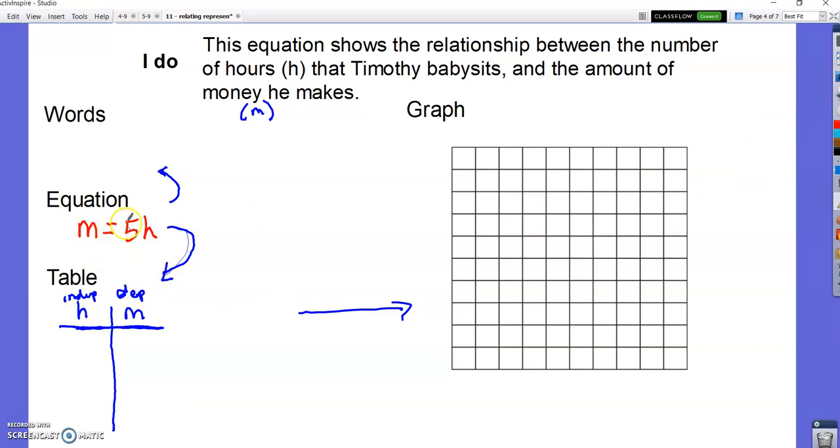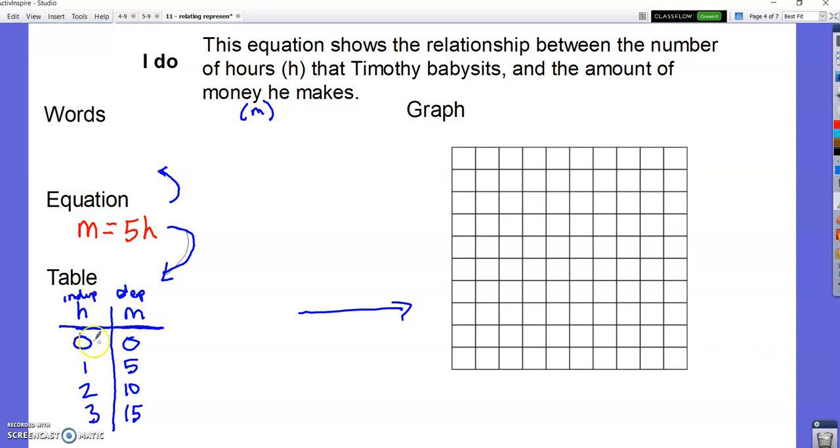So here we go. M equals 5 times H. I like to do 0 for my independent. I like to test it out. You may forget that, and it's okay if you do, but I like to do it. So if he works 0 hours, 5 times 0 hours would be 0 money. Makes sense. If he works 1 hour, 5 times 1 hour is $5. If he babysits 2 hours, 5 times 2 hours is $10. If he works 3 hours, 5 times 3 hours is $15. And that's enough. 3-4 entries is usually enough. I am ready to turn this into a graph pretty easily.